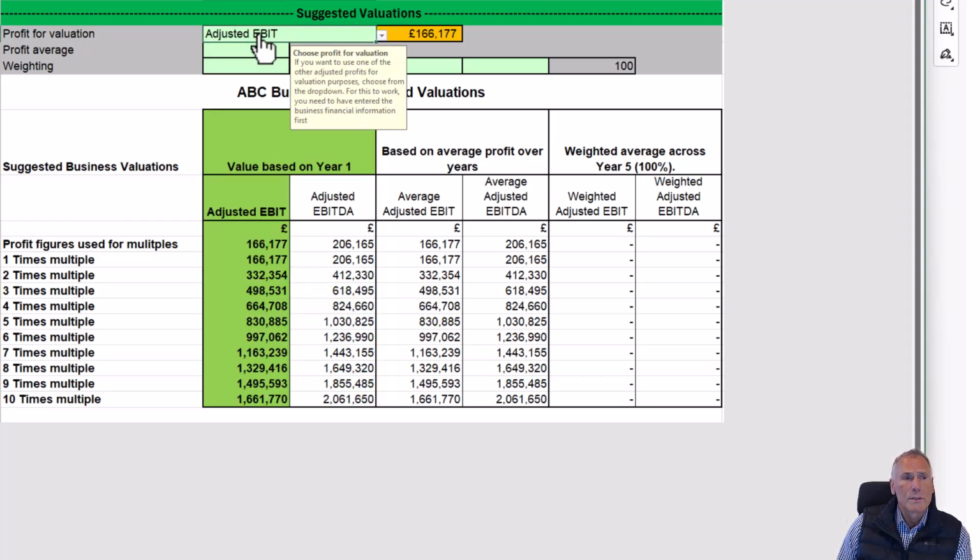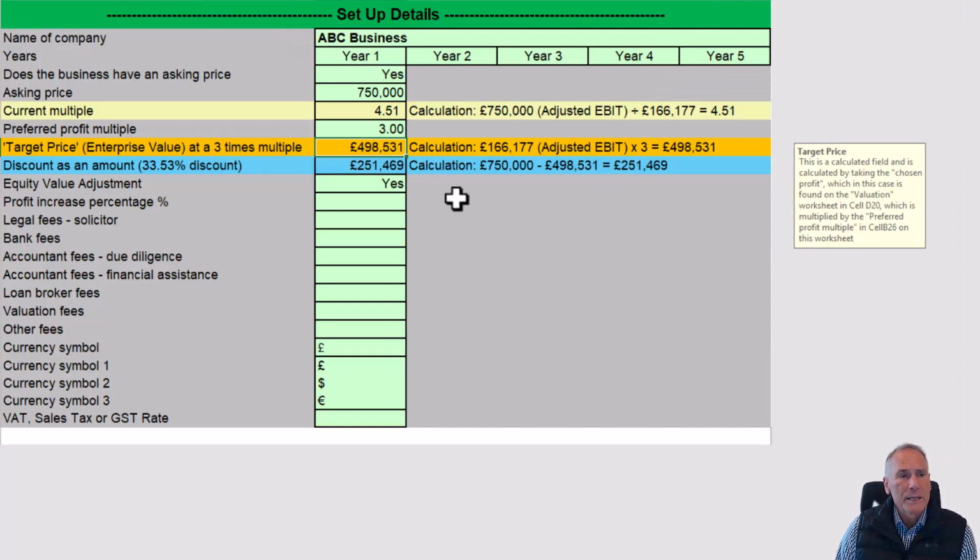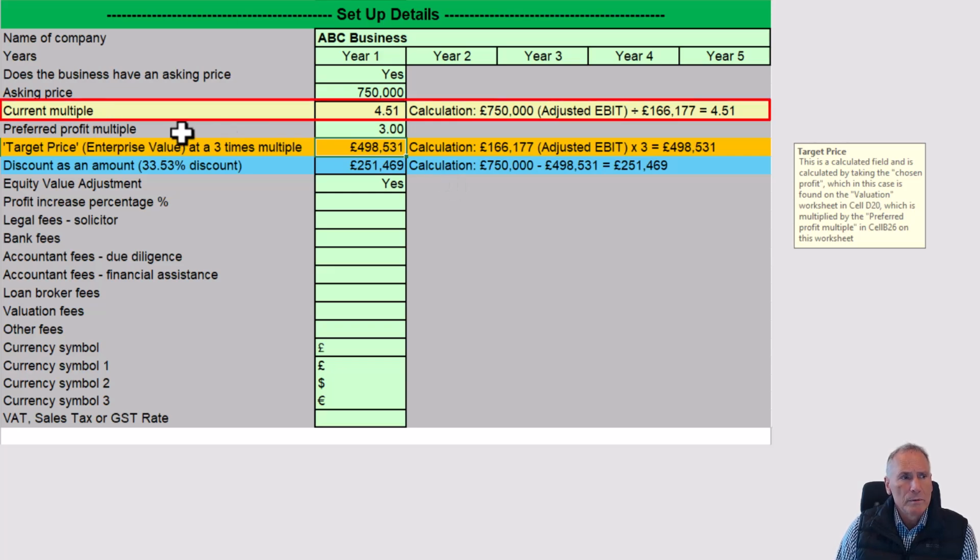There are other options that you can select to value a business using AquaCalc. But of course, in this case, the business has been valued at £750,000. Even if we used a 4 times multiple, we wouldn't get to 750. And if we used a 5 times multiple, you'd get to £830,000. So let's jump back to the setup screen. This has now been populated by inputting that information. So the current multiple, based on £750,000, is 4.51.